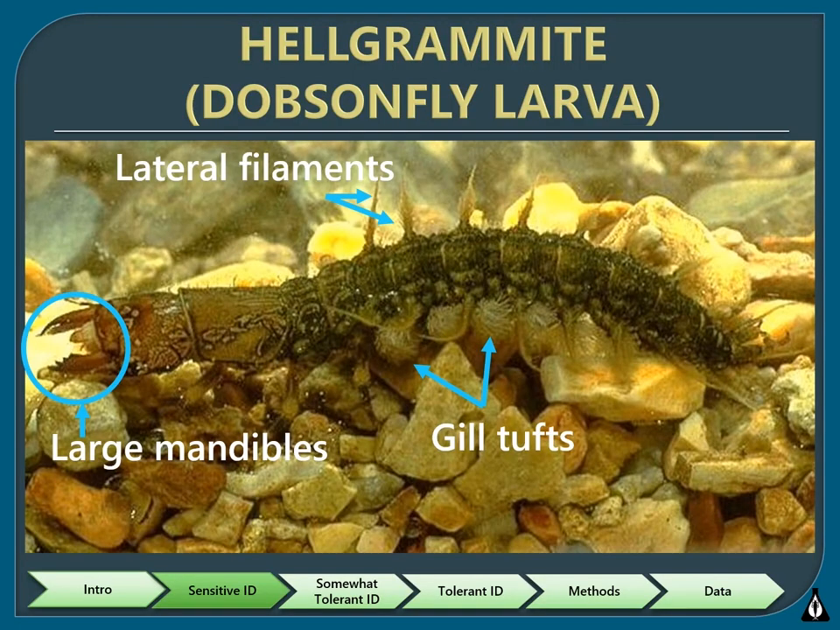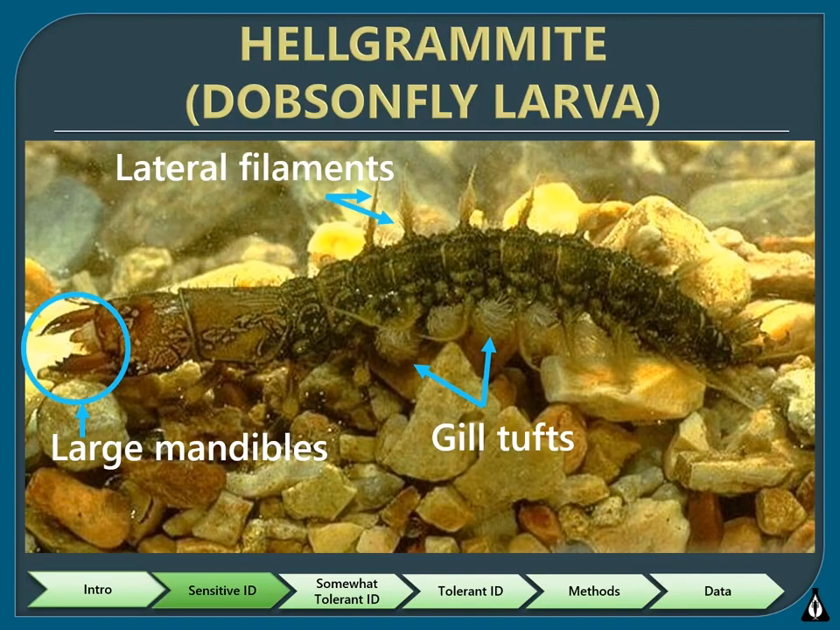Hellgrammites, the larval stage of the dobson fly, are the largest invertebrates, which can be 4 inches in length. These can have a 2 to 3 year larval period, so if you find a large hellgrammite, it can be an indication that no major pollution events have occurred in your stream for a long time.